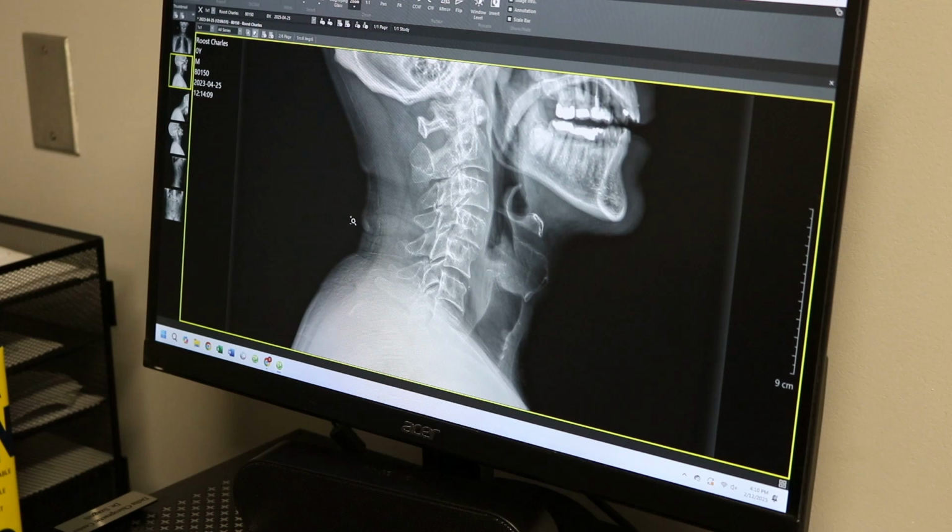And I love that clarification that degeneration doesn't happen just because we're aging. Right. It happens because we've got problems in the spine that make it wear faster. Yes, yes. I like that.